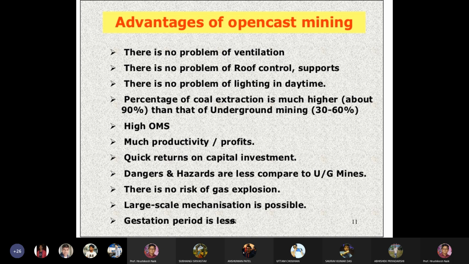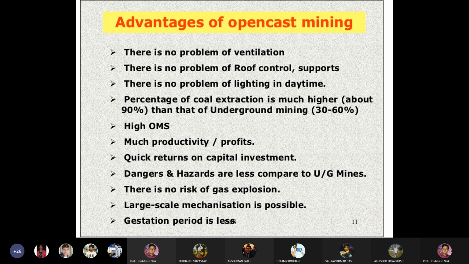In the last semester, I taught you the underground hazards and rescue, whereas in open cast mining, the hazards are not much. Not much hazard is associated with open cast mining. No danger is associated with open cast mining because you are working on the surface. There is no risk of gas explosion. If it is an underground coal mine, you get methane explosion, coal dust explosion. But in open cast mining, this problem is not there.